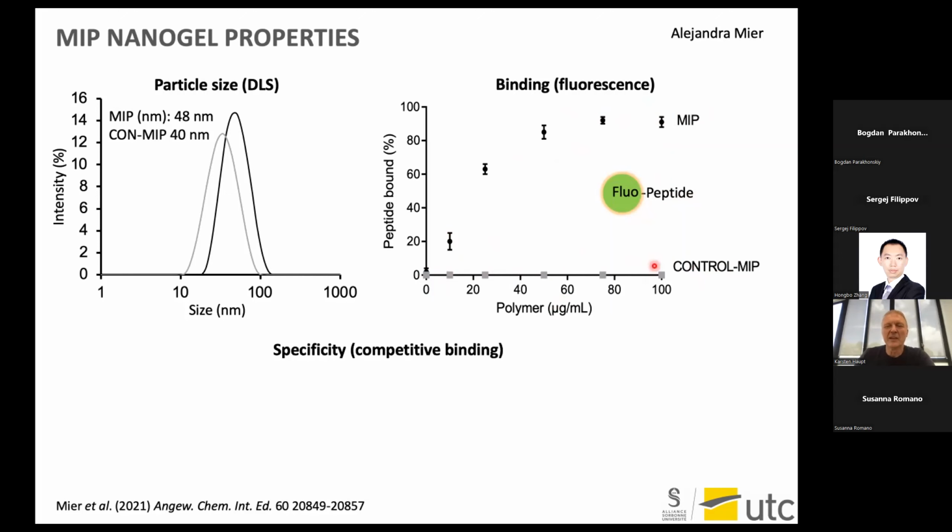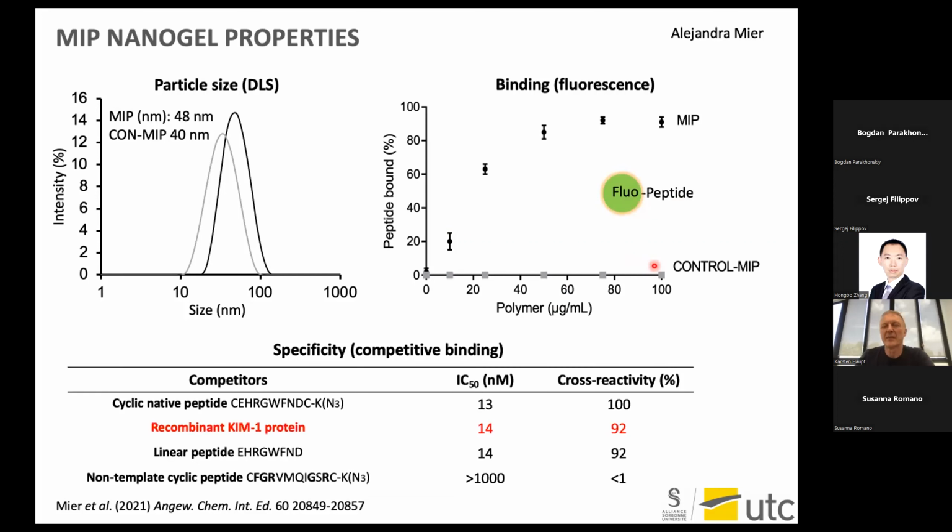Now, of course, we need to verify as well if we really have a specificity, if the polymer is specific for our target, and this can be easily done using a competitive binding assay.